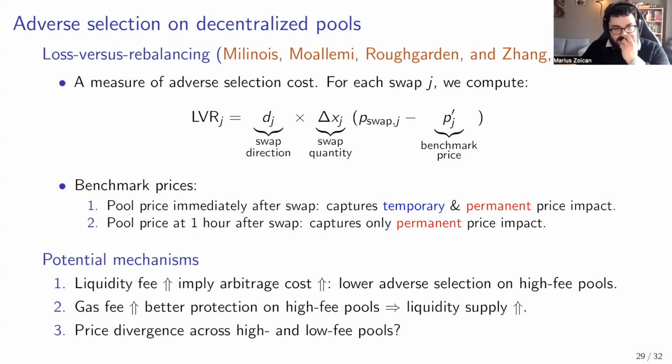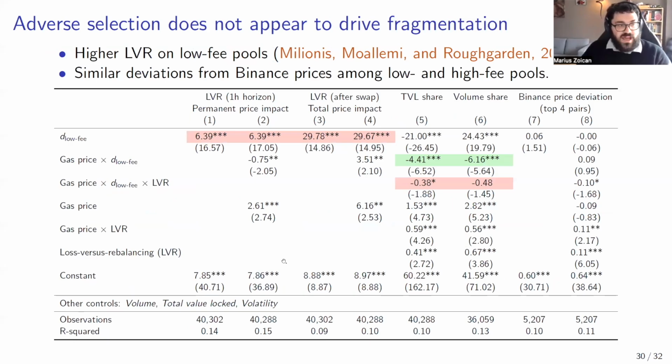So why are we interested in this? Because there could be confounding mechanisms, right? So let's assume that if the liquidity fee is higher, then it's costly for arbitrageurs to trade on high fee pools. So we should expect lower adverse selection on high fee pools. And a higher gas fee is actually going to offer better protection for high fee pools too. So when the gas fee is higher, people who are concerned about adverse selection are even more likely to migrate to high fee pools. And then we should also maybe see some divergence. So this will sort of give you the same prediction as our model. So we want to sort of benchmark them together.